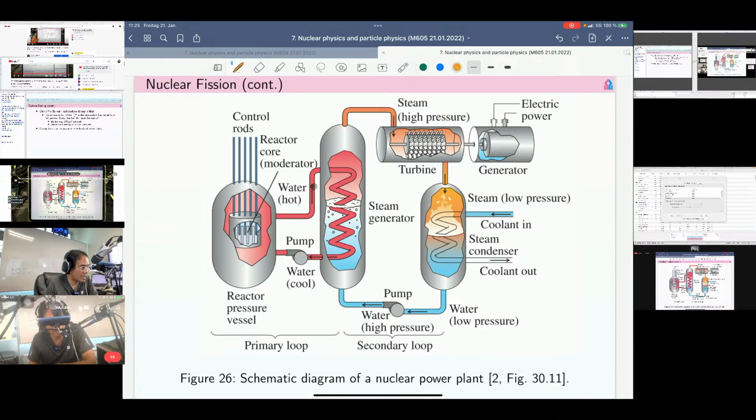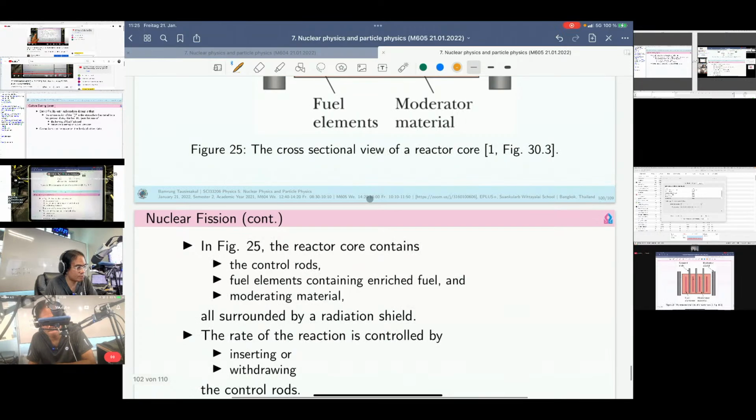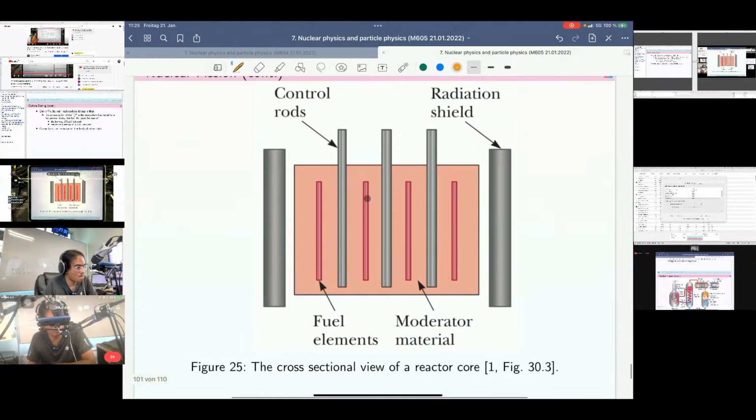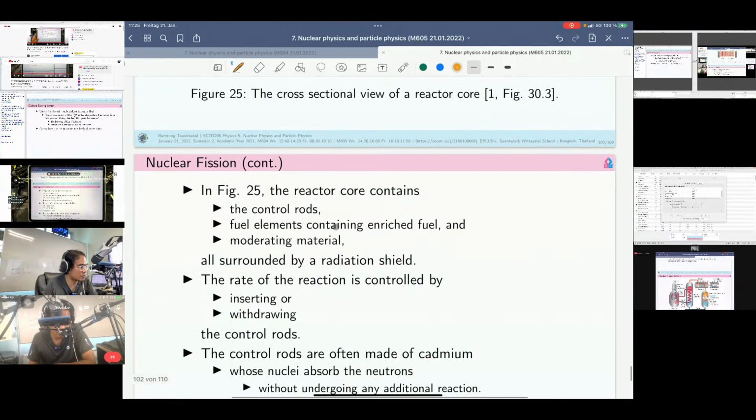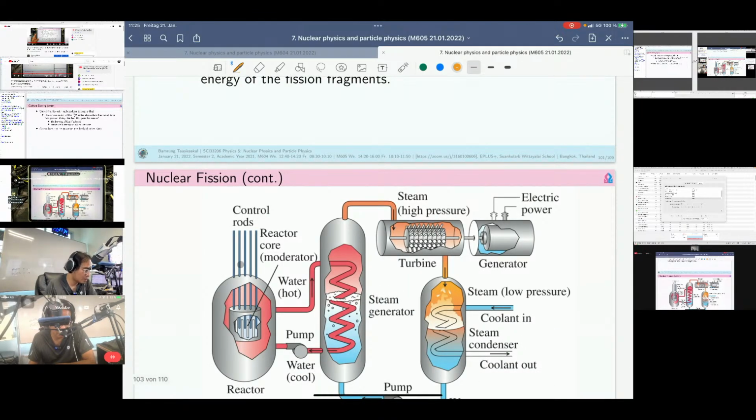You may use heavy water or graphite inside this. This one could be made of graphite and so on, right? This is the reactor core, the substance that reduces the neutron energy, the neutron speed, right?